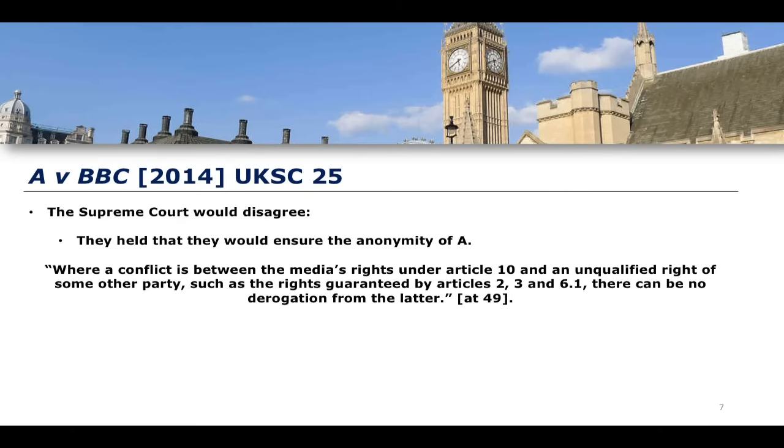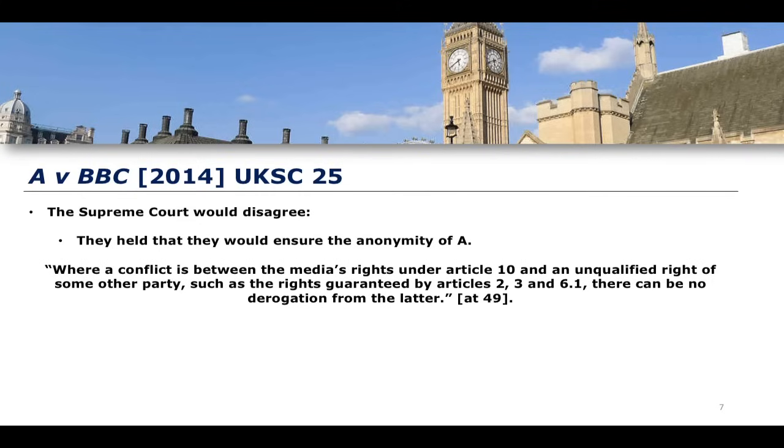And they justified this on the basis of human rights. And they said that, quote, where a conflict is between the media's rights under Article 10 and an unqualified right of some other party, such as the rights guaranteed by Articles 2, 3, and 6.1, there can be no derogation from the latter. So they noted here that there is obviously a clear indication of something of a hierarchy of rights, at least within the ECHR.